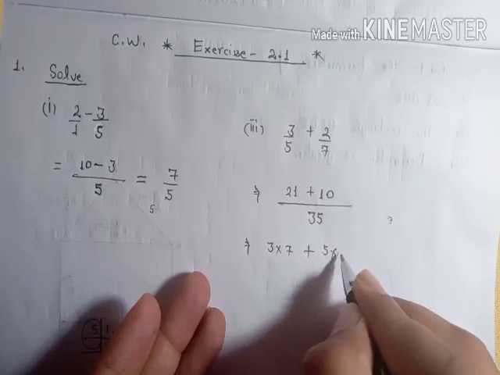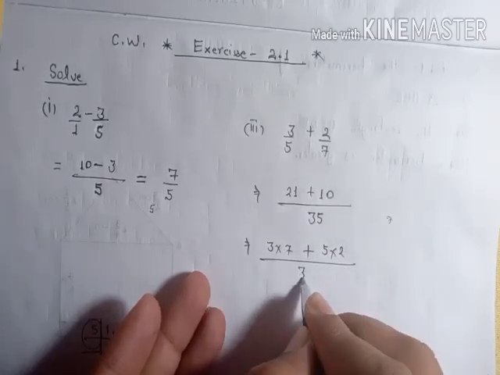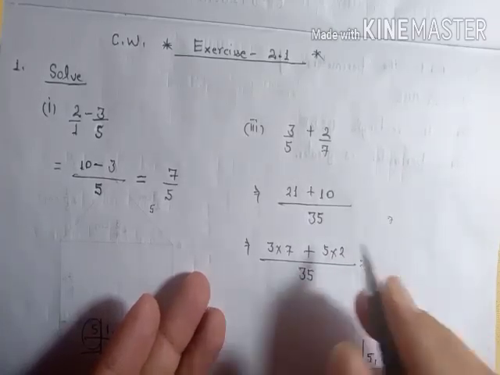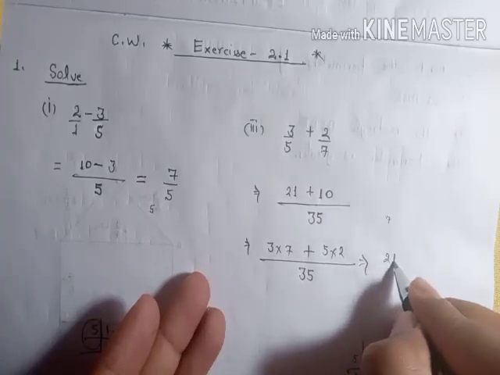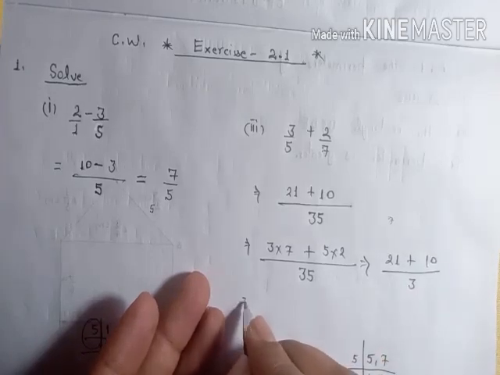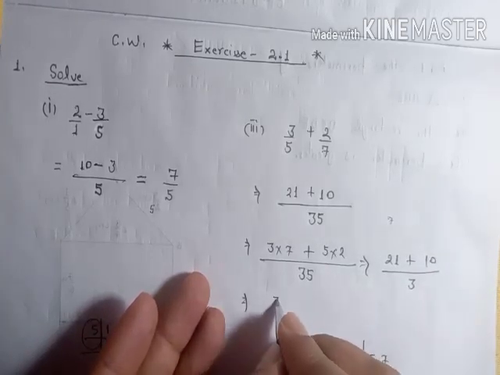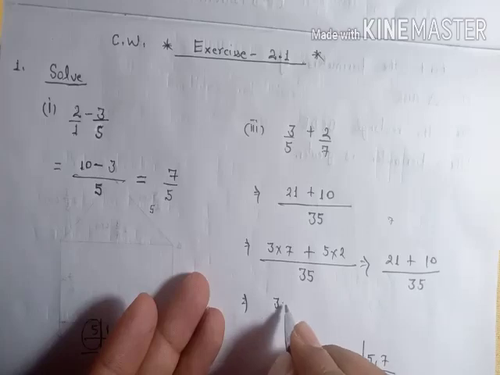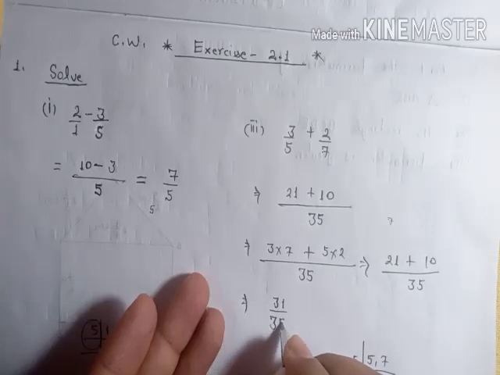So 5 into 10 you can write there upon 35. Now you add this: 21 plus 10, and your result is 31 upon 35.